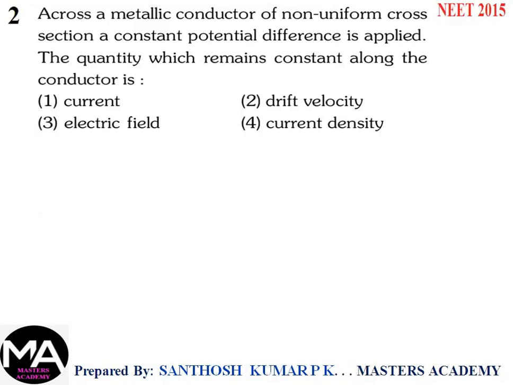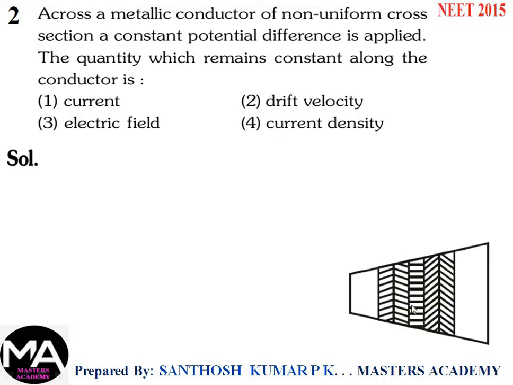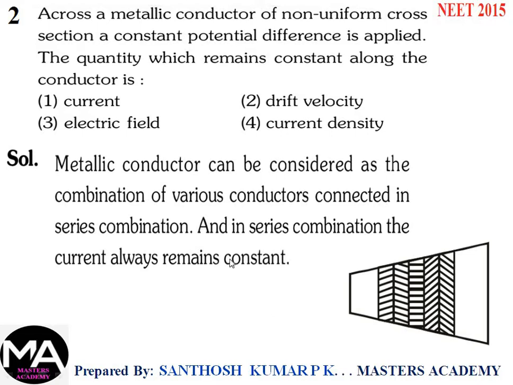Next question. Across a metallic conductor of non-uniform cross section, a constant potential difference is applied. The quantity which remains constant along the conductor is, it is also from NEET 2015. So now let us consider a non-uniform conductor as shown here. Here the conductor is divided such that all the parts are in the series combination. And we know that in series combination always current remains constant. Therefore, the answer is first one, current.